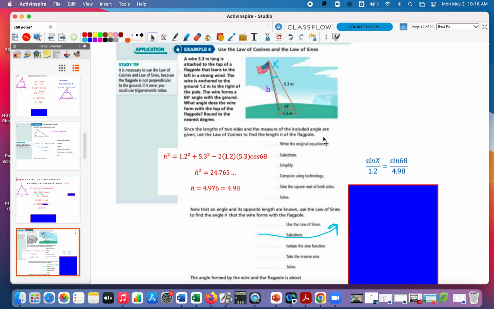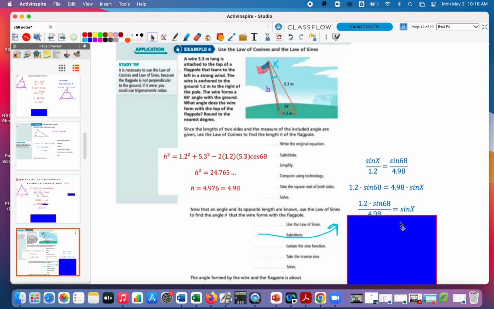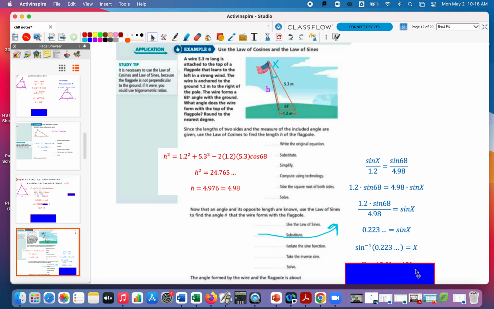But now I can use the law of sines. So sine of x over 1.2 equals sine of 68 over 4.98, that value I found. And now I can do like we did before and find my missing information. Cross multiply here. Eventually you're going to have to divide by the 4.98. And you'll also have to do an inverse, and you get an angle of 13 degrees.